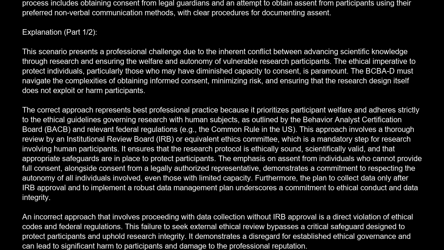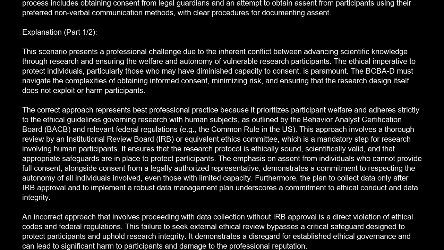It ensures that the research protocol is ethically sound, scientifically valid, and that appropriate safeguards are in place to protect participants. The emphasis on assent from individuals who cannot provide full consent, alongside consent from a legally authorized representative, demonstrates a commitment to respecting the autonomy of all individuals involved, even those with limited capacity. Furthermore, the plan to collect data only after IRB approval and to implement a robust data management plan underscores a commitment to ethical conduct and data integrity.